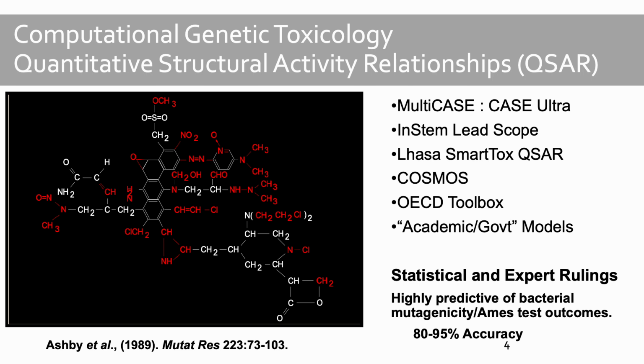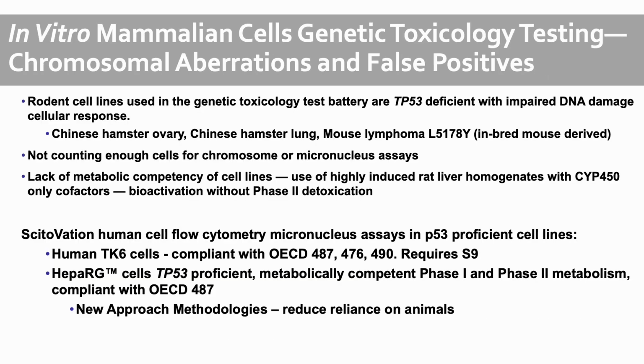But these computational tools need to conduct both what's referred to as a statistical ruling and an expert ruling. And with these two rulings, and sometimes by combining some of these software packages, you can get high accuracy, up to 95% accuracy, predicting outcomes in the Ames test.